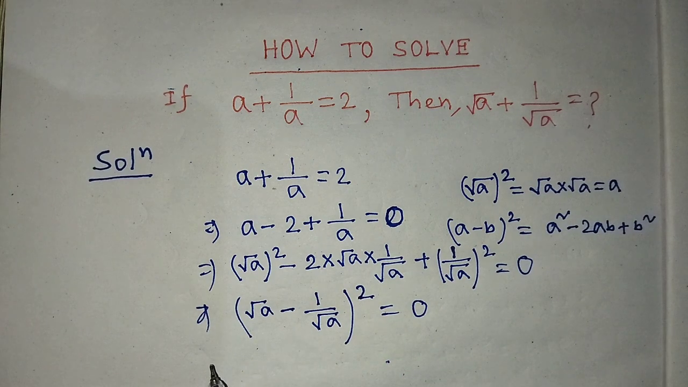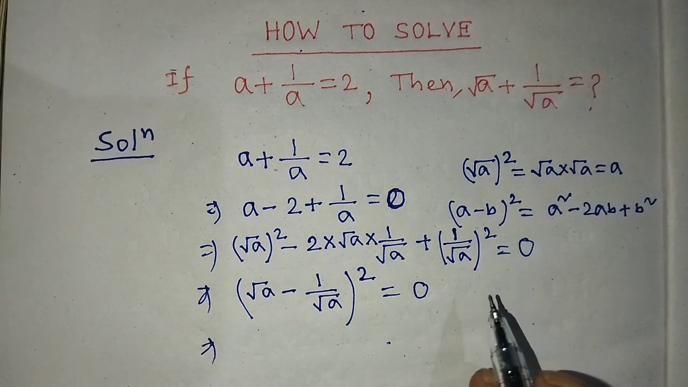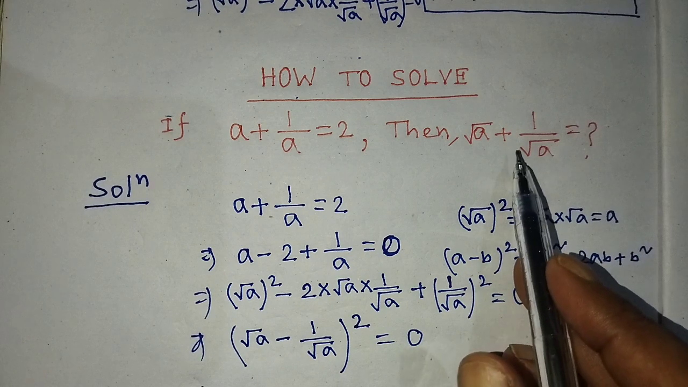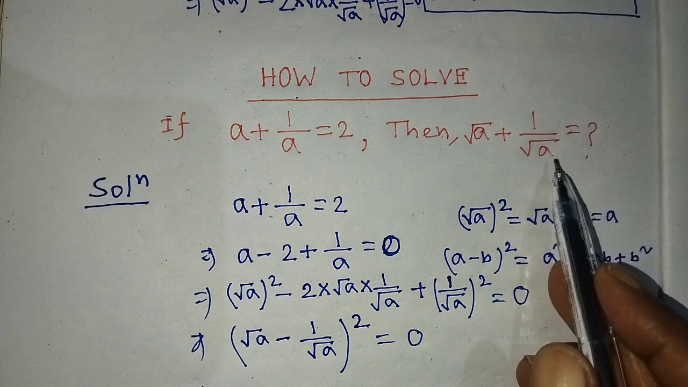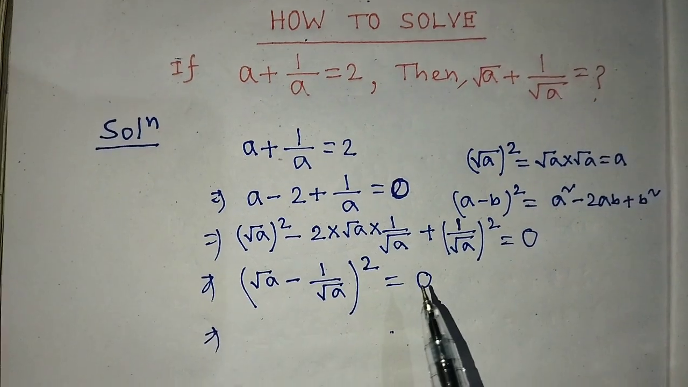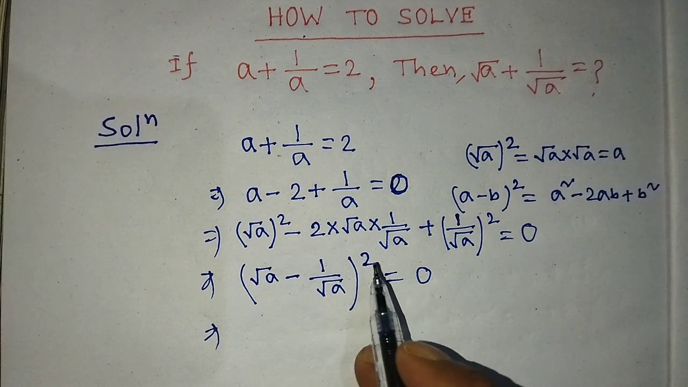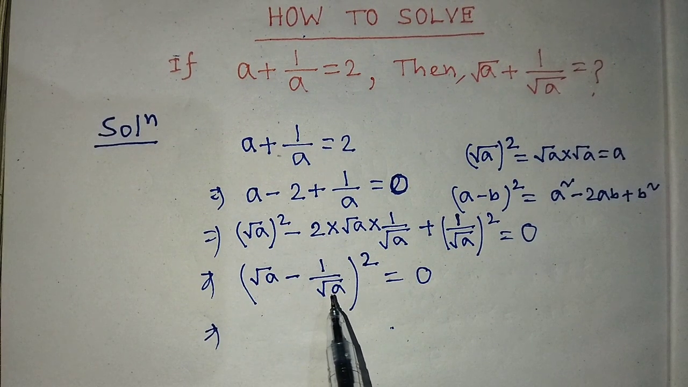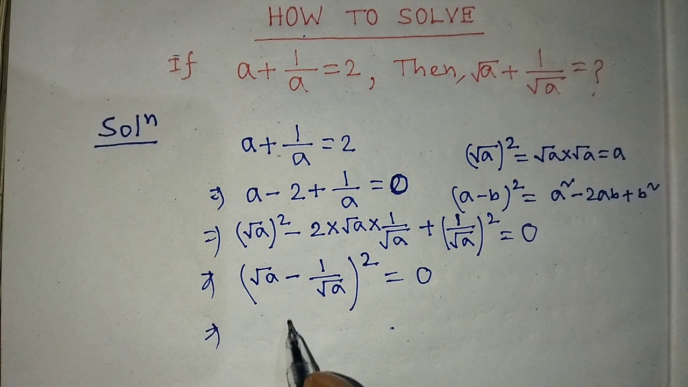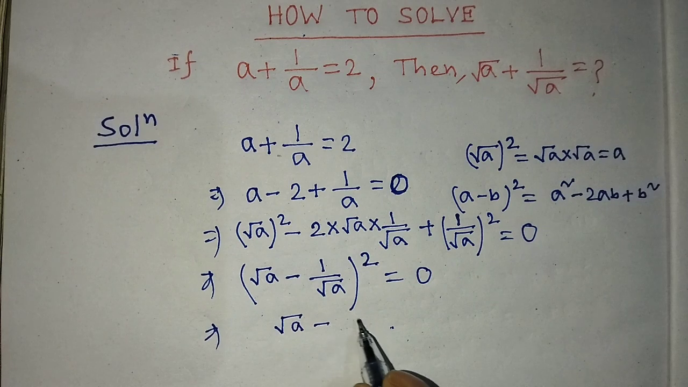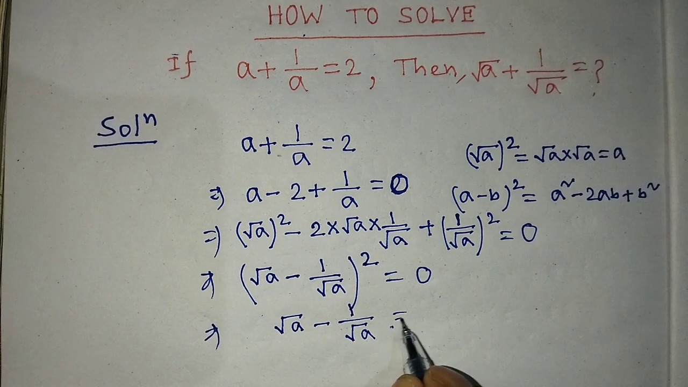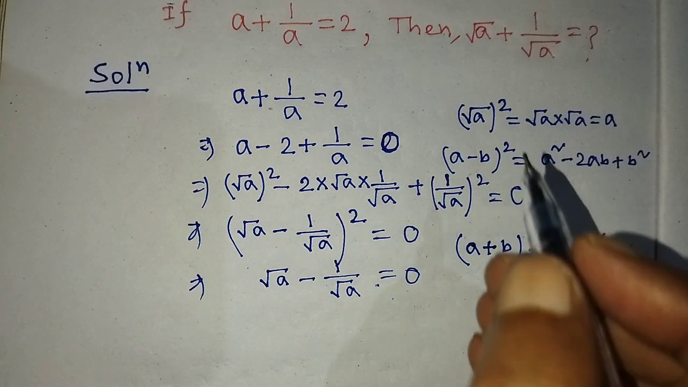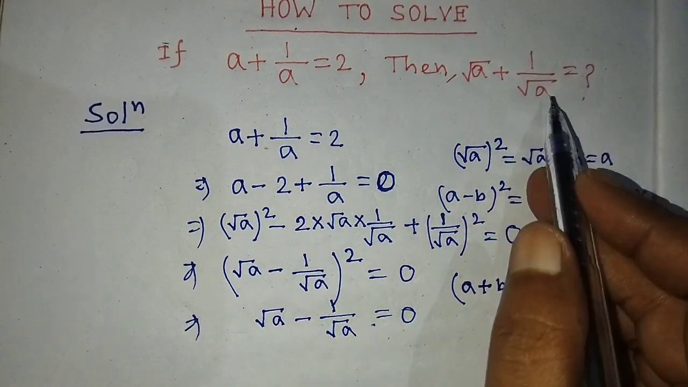My dear student, after that we have to find the value of root a plus 1 over root a. Okay, so that's why, my dear student, we have to transpose the power of this algebraic expression from the left side to the right side. So on the left hand side we have to write root a minus 1 over root a is equal to 0. But we have to find the value of this other algebraic expression.